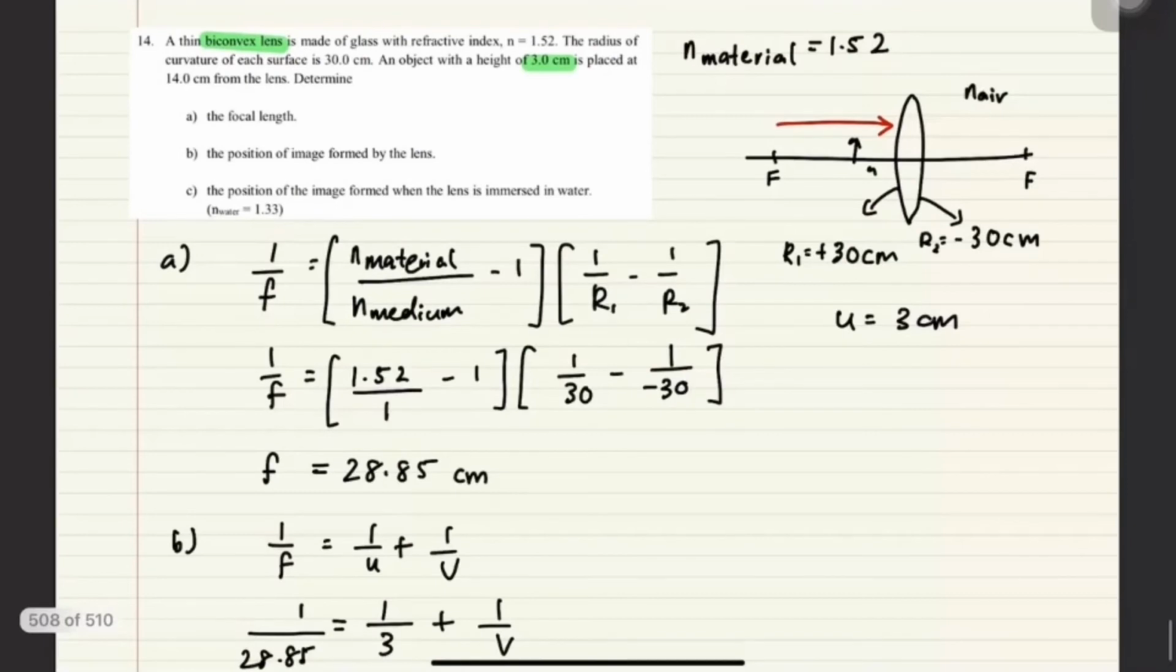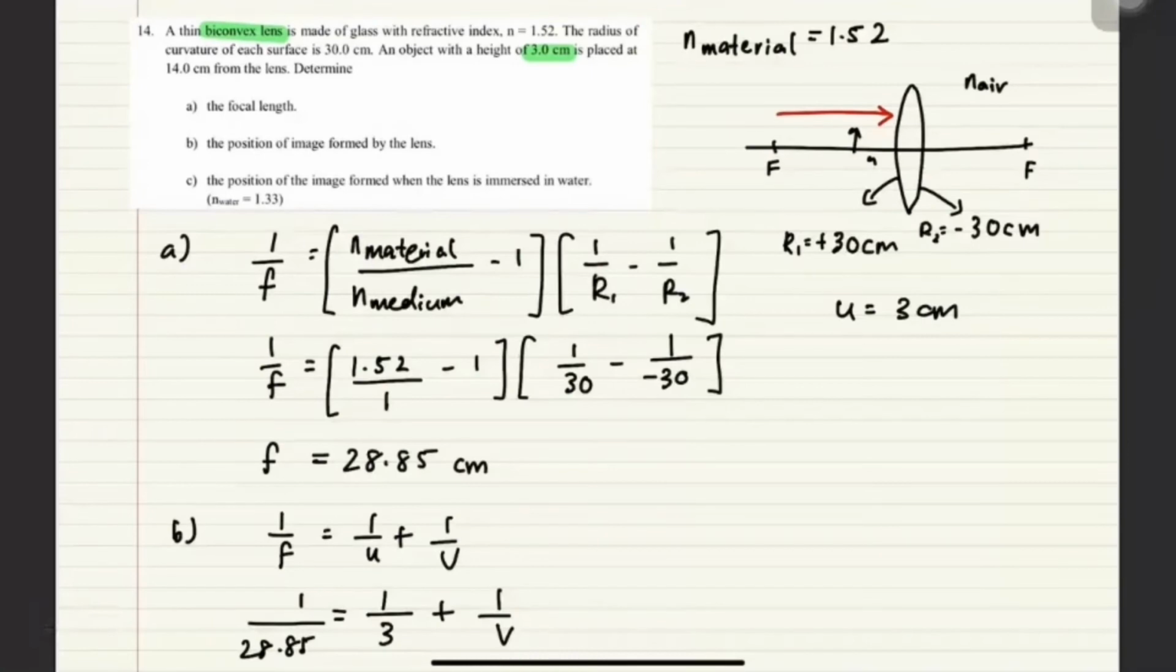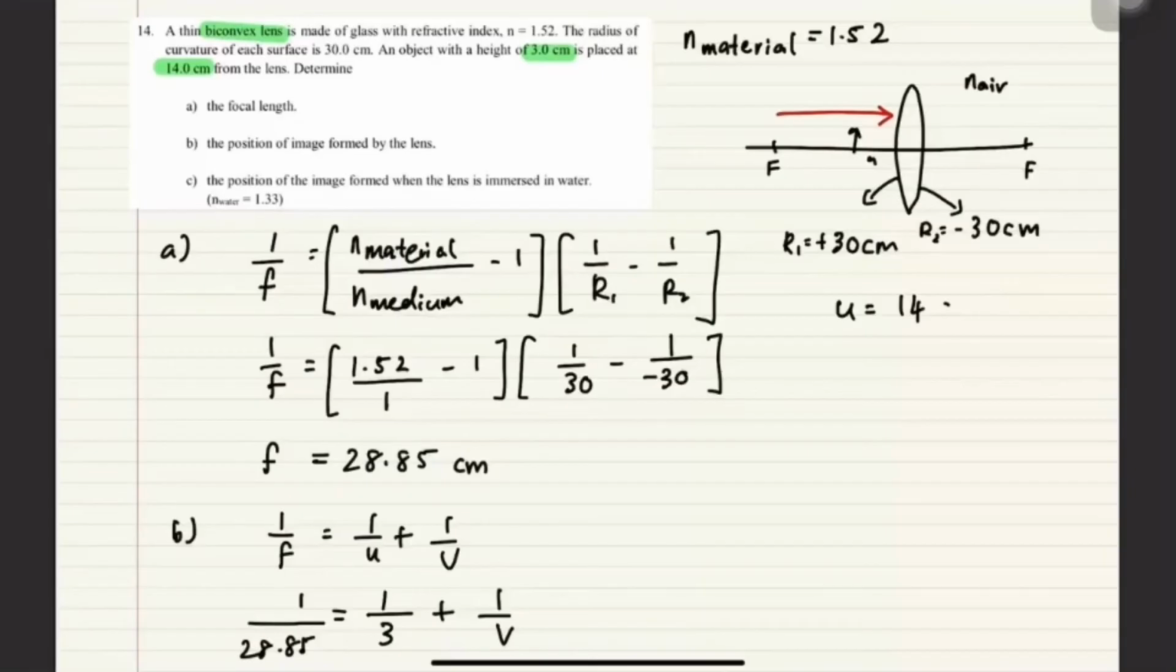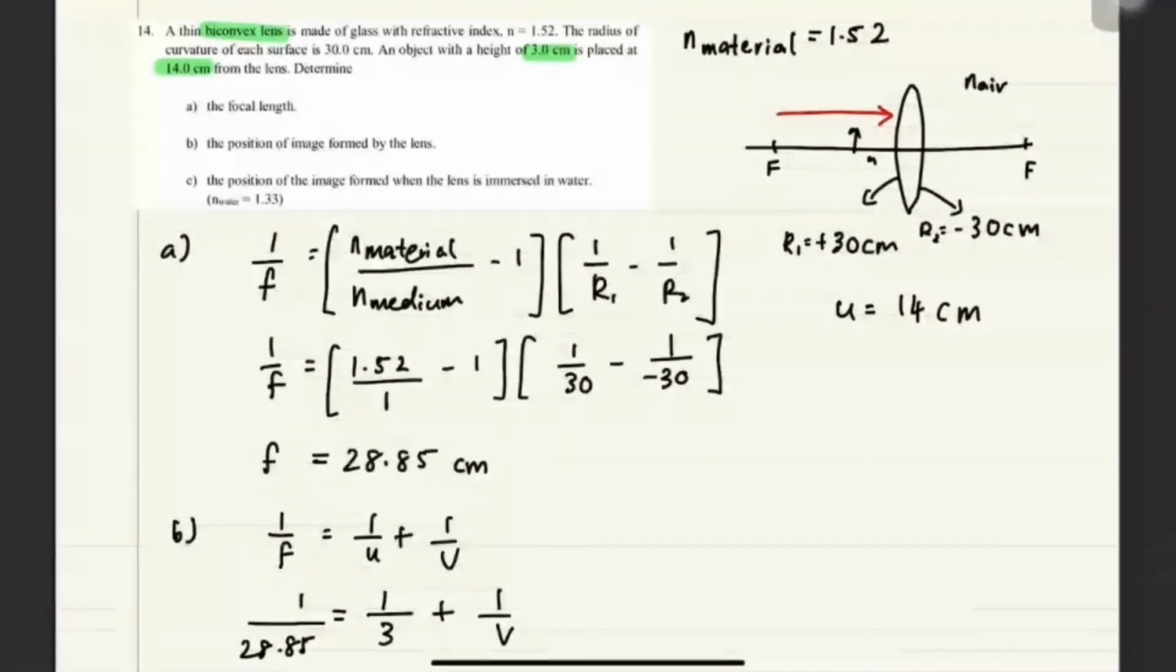Oh, height dia yang 3. Tapi position dia adalah 14. Okay, so saya baca. So the position here it should be 14. Okay. So maybe the image is around there. Okay. So this one will be 14.